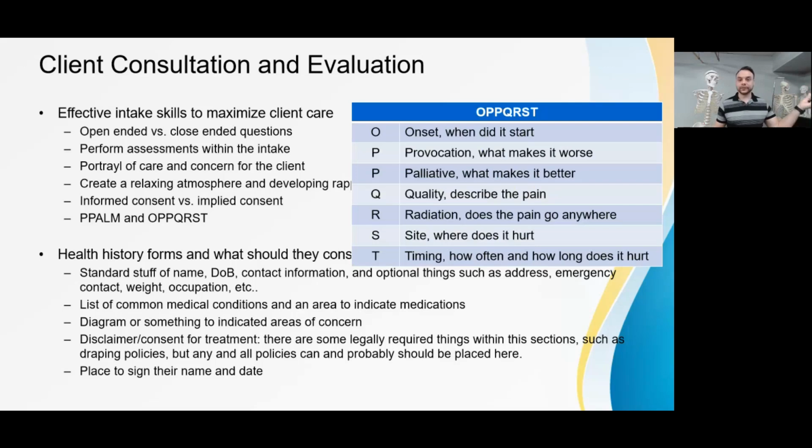Site, you know, where does it hurt? Obviously, right? We want to know what that is. And then timing, how often and how long do these episodes or does this pain last you? How often does it even return? Like how long or far in between do constant reoccurrences happen?